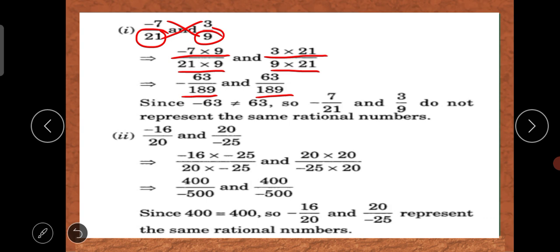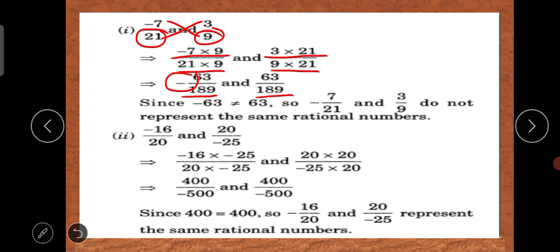But what is the difference we find here? Here is a negative sign. So these numbers lie on the positive side and also the negative side. Minus 63 is on the left side and 63 is on the right side. That means they are not equal. So minus 7 upon 21 and 3 upon 9 do not represent the same rational number.